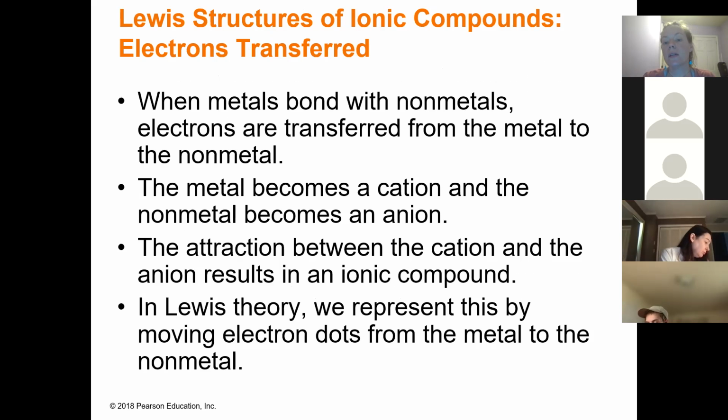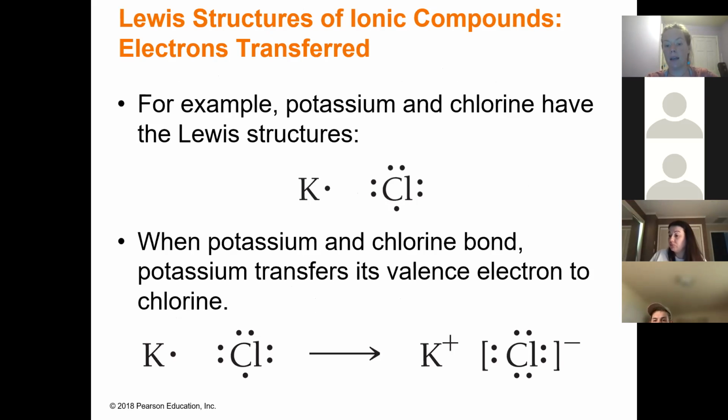So when a metal bonds with a nonmetal, electrons get transferred from the metal to the nonmetal. The metal becomes a cation, positively charged. The nonmetal becomes an anion, which is negatively charged, and then they stick together, right? They attract each other. So we can see this happening with Lewis structures. Again, I think this is a little bit overkill doing it with a Lewis structure, but let's check it out.